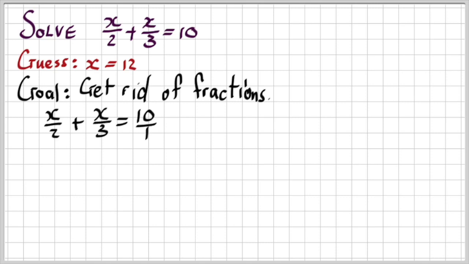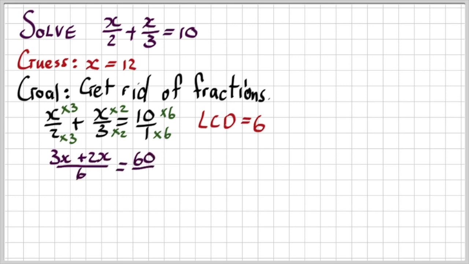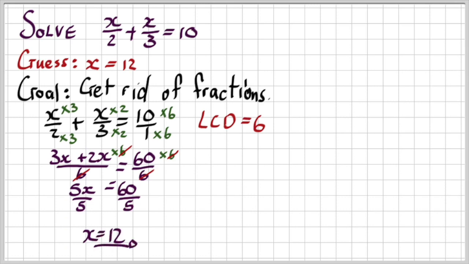So what is my LCD at this stage? My LCD is 6. So I'm going to put everything over 6. Both left-hand side and right-hand side. Why? Because then I can multiply by 6 both sides and the denominators cancel out. They divide away. So 5x must be 60. Divide by 5 on both sides. X is 12. Oh man, that is exactly what I wanted.